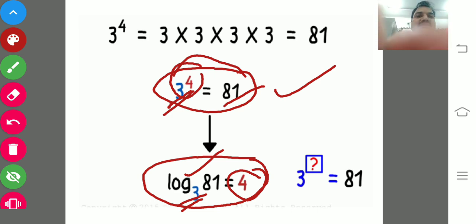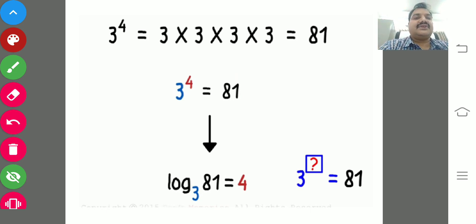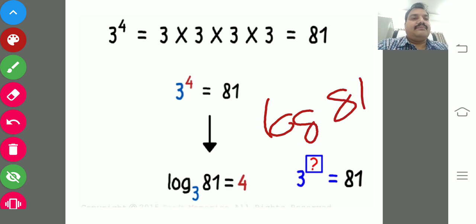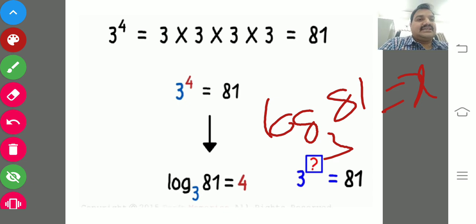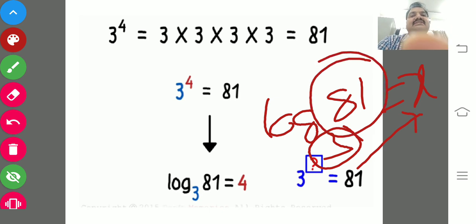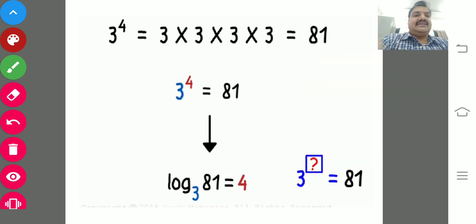Here the question I would like to ask: if the question is given, let it be log 81 base 3 equals x, find the value of x. I am asking you the question. Immediately you have to ask the question, 3 power how much equals 81. This is the only thing you have to do. 3 power how much equals 81, you know that.